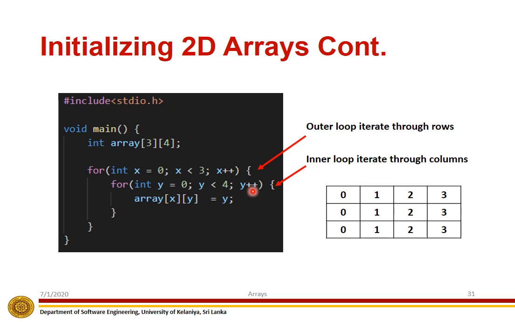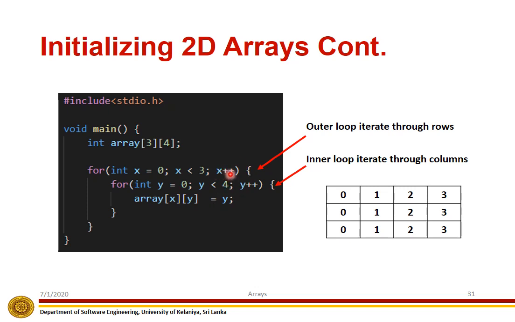Again go to the loop, 1 plus 1 is 2, 2 is less than 4. Now y is 2 and x is 0. 0 2 index, element is 2. So it will store in here. Then again it will go to here, 2 plus 1 is 3, 3 is less than 4, 0 3, 3. So it will store in here. After that again it will go to here, 3 plus 1 is 4, 4 is not less than 4. So it will go to the outer loop.